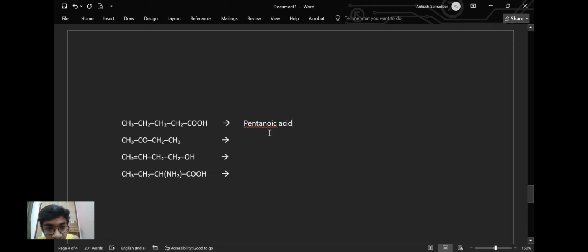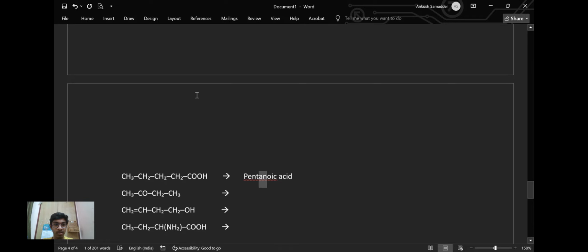So here, as you can see, pent is there because there are 5 carbons. It is clear. AN. How is AN coming? You will be asking that I have already told you that for a single bond, A and E will be there. Where has the E gone? This might be your doubt.